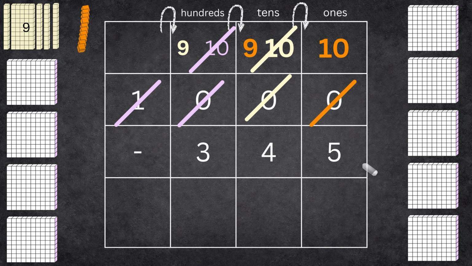Finally, I have to do it one more time in order to get enough ones to be able to start this problem, because we always start in the ones place. I took one of the tens from the 10 sticks that I had, so now there's 9 left. I break one of them apart, so now that I have ones in orange, and there are 10 ones. Now I'm finally ready to subtract.